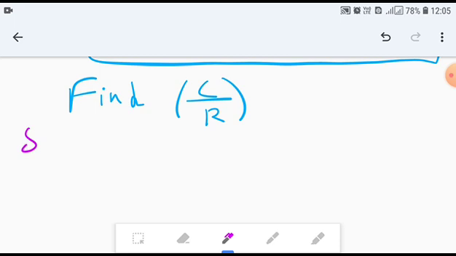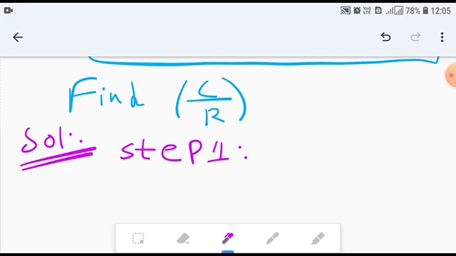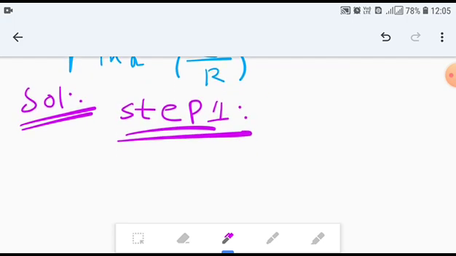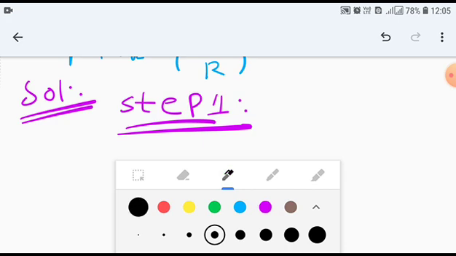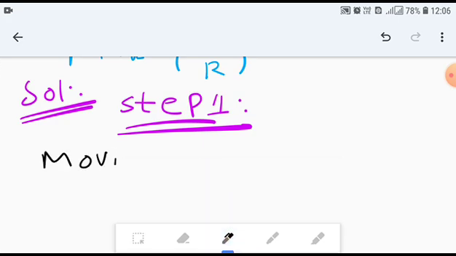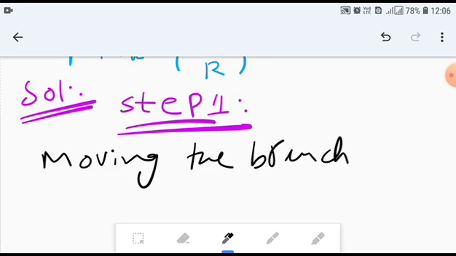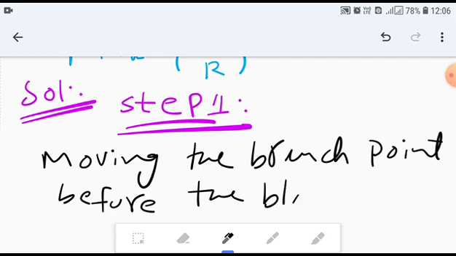Okay, so we start the solution here step wise. Step number 1 we will be doing now. What is step number 1? You can write it here, that is moving the branch point that is between G2 and G3, moving the branch point before the block G2. Before the block G2 we are moving the branch point, also called the takeoff point.